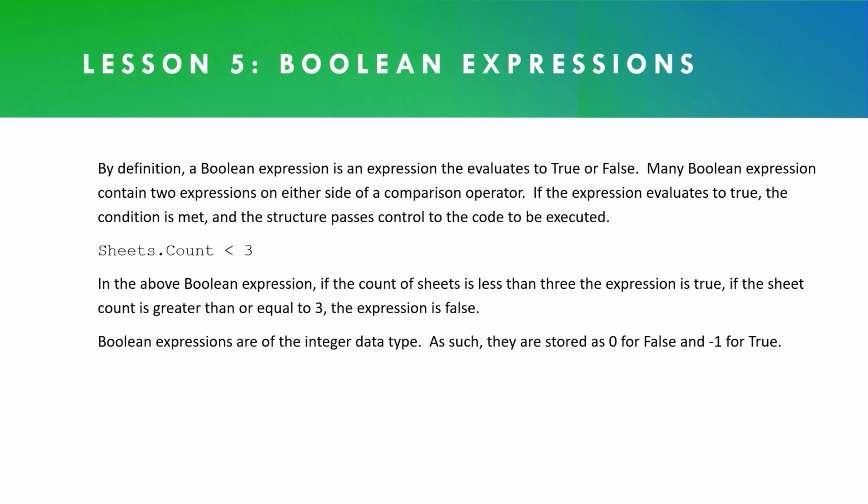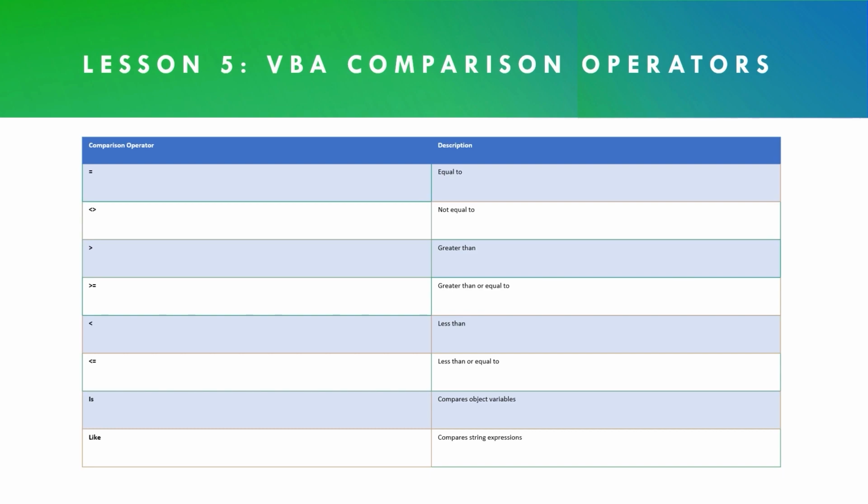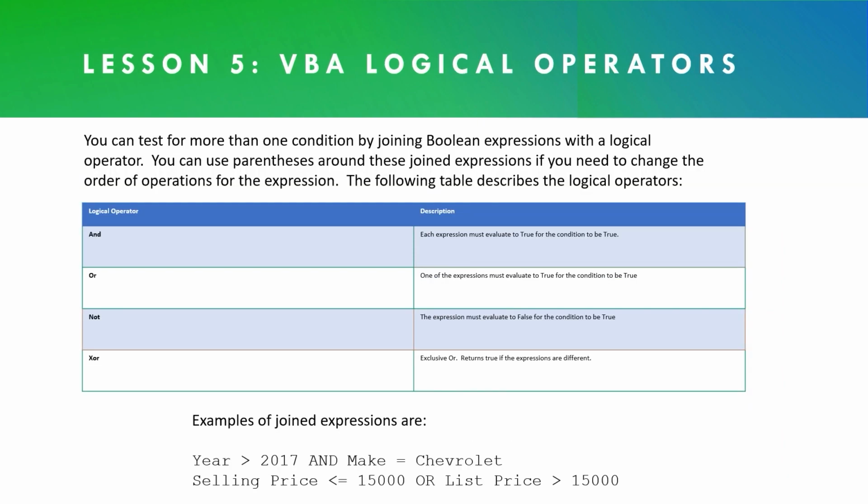Boolean expressions are of the integer data type. They're stored as 0 for false and -1 for true. I'm not going to go over all of the VBA comparison operators with you. I will say, though, whenever I take on a new coding language, I always need to know how not equal to is represented because it can vary. So in Visual Basic, not equal to is less than and greater than symbols together.